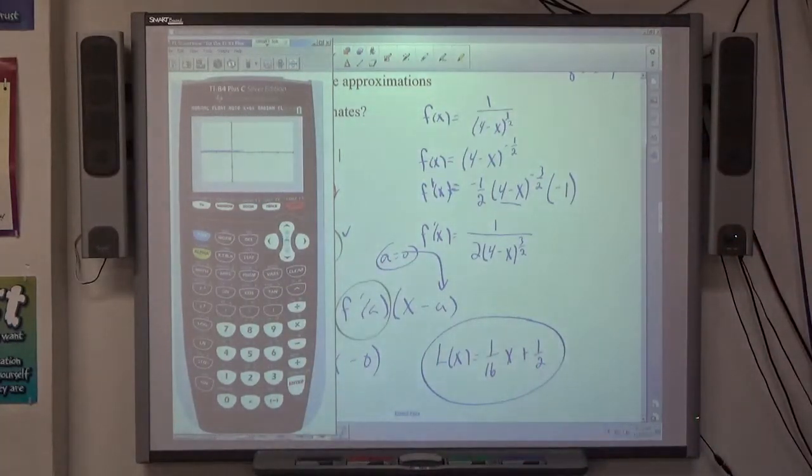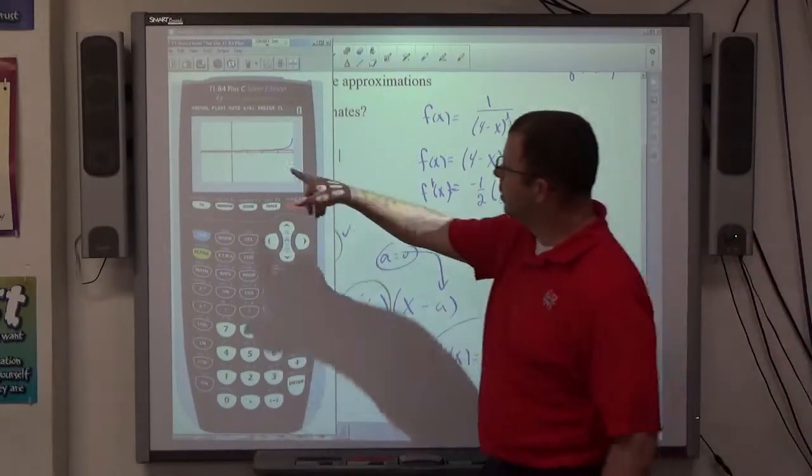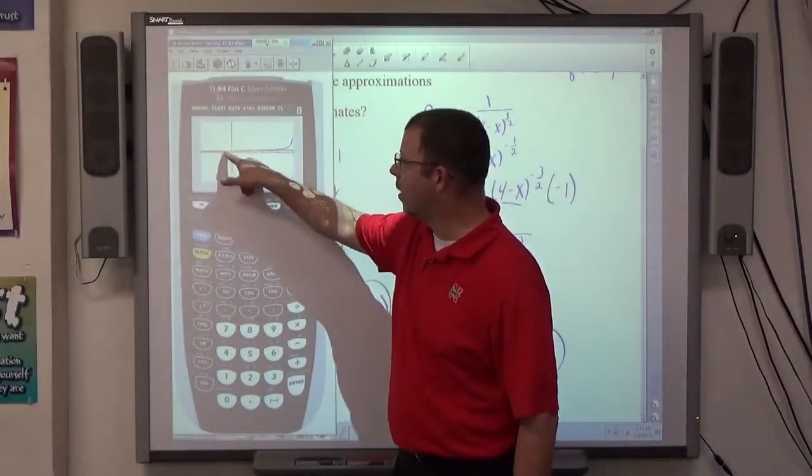There's 1 over the square root of 4 minus x, and there's 1/16 x plus 1/2. Really close to each other, right? Specifically here at 0, they're exactly the same thing for a while, it looks like.